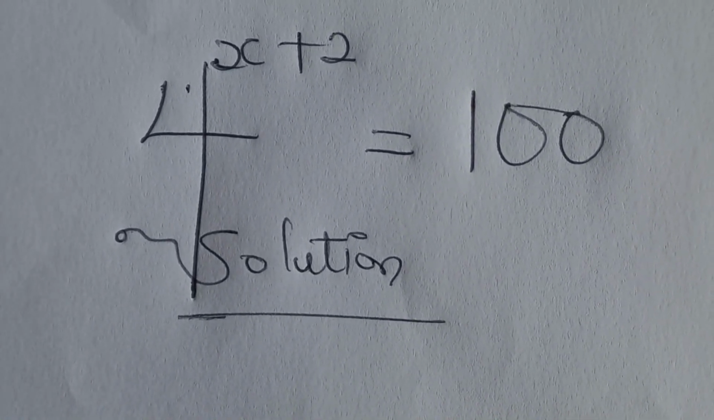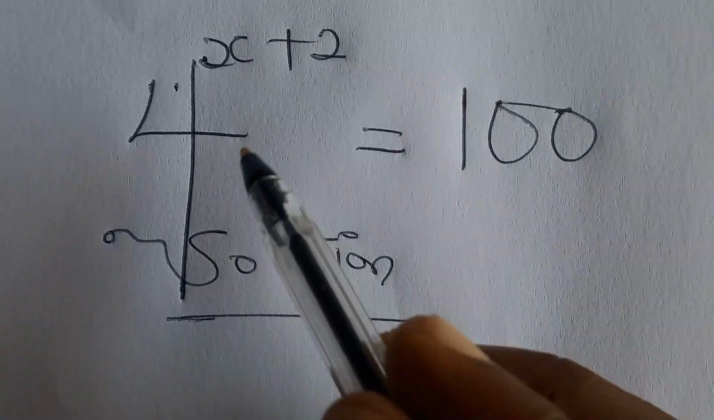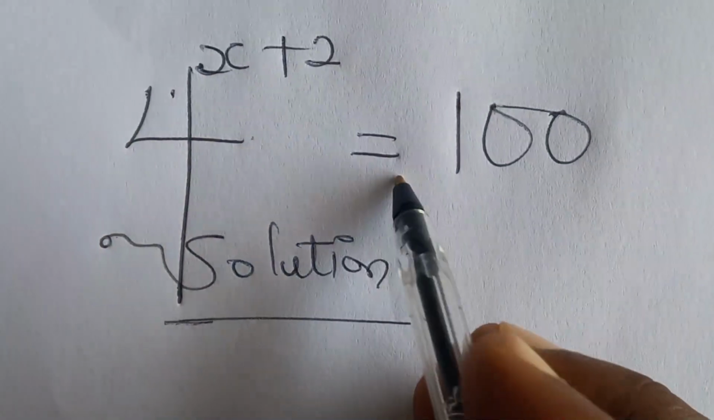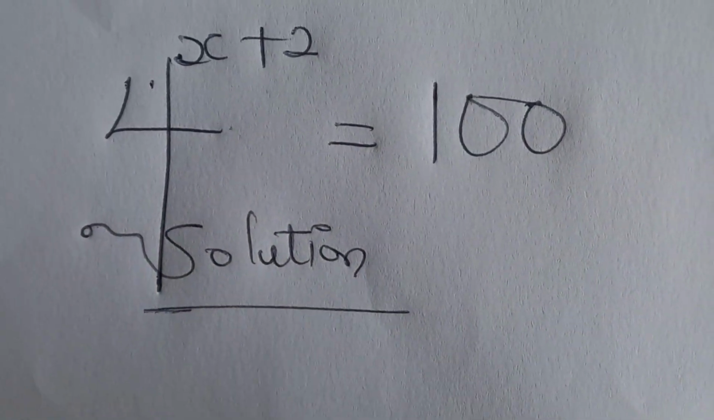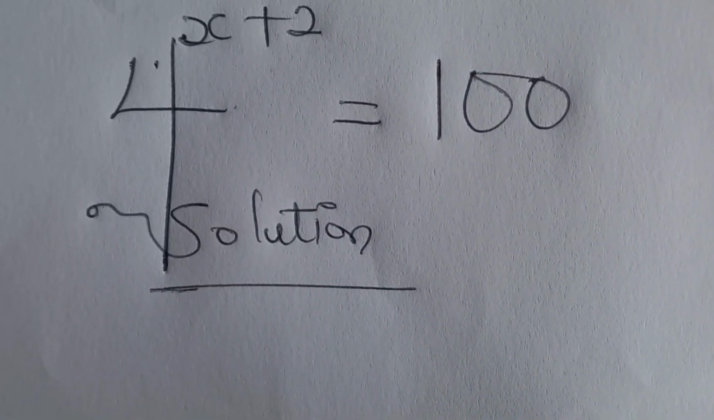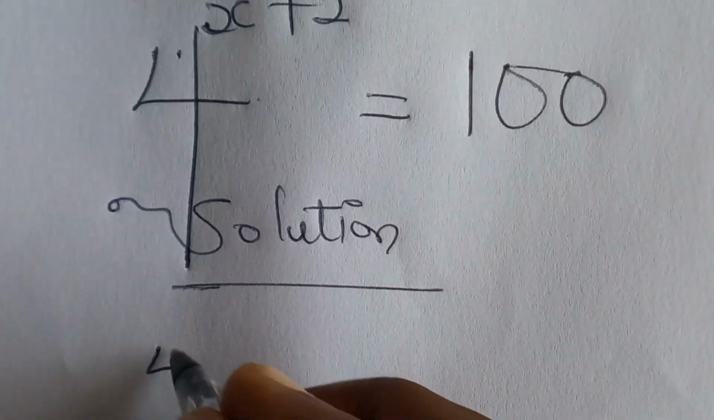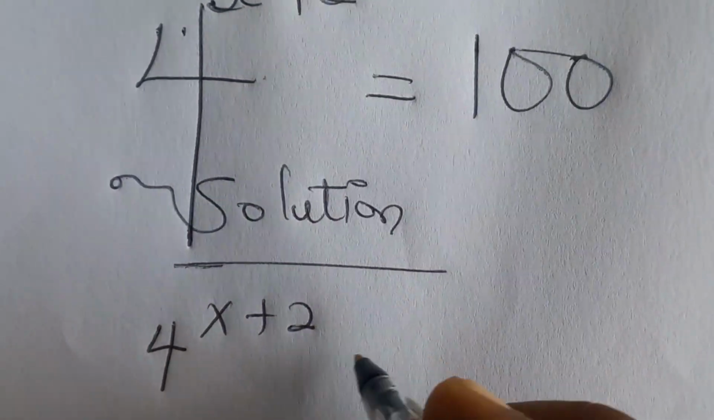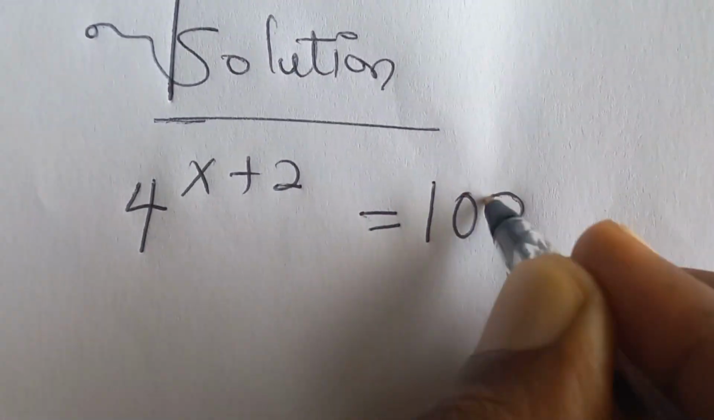So today we are looking at this equation. We have 4 exponent x plus 2 is equal to 100. So we are solving for x in this problem.